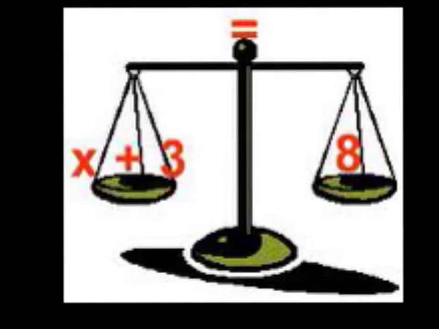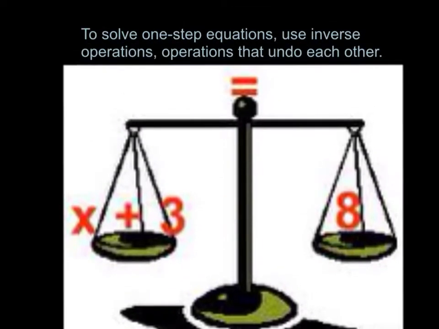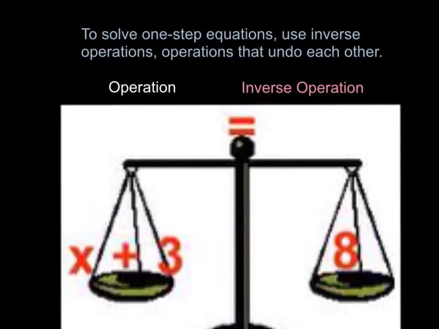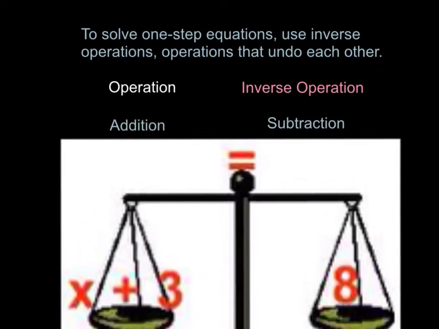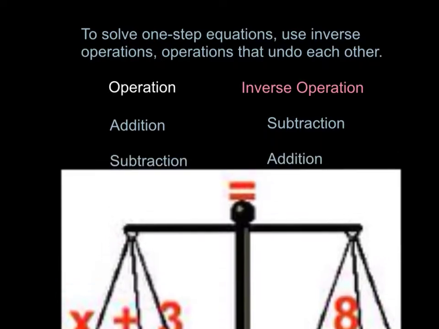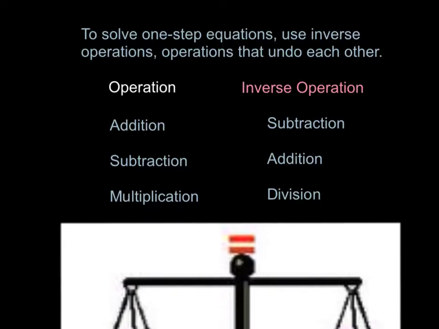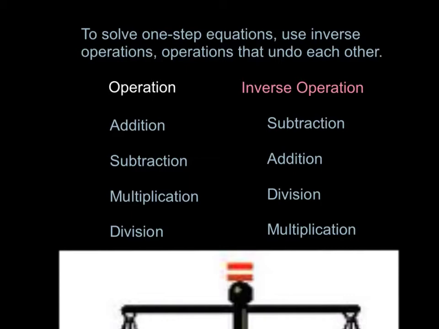Now that we know our properties of equality, we can talk about how to solve one-step equations. To solve one-step equations, use inverse operations. Inverse operations are operations that undo each other. The operation addition has an inverse of subtraction. The inverse of subtraction is addition. The inverse of multiplication is division, and the inverse of division is multiplication.